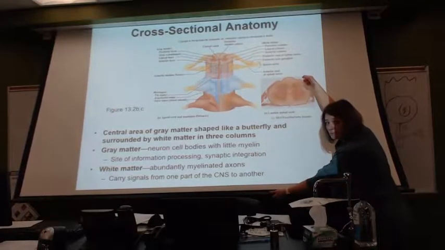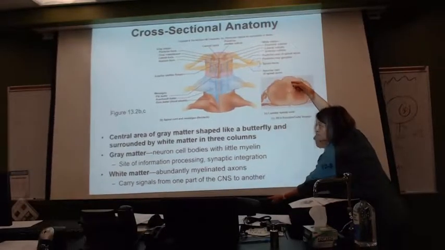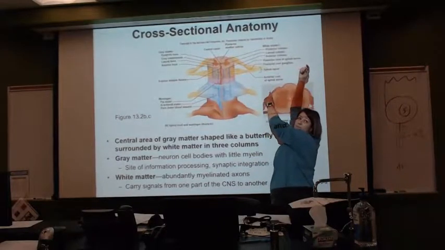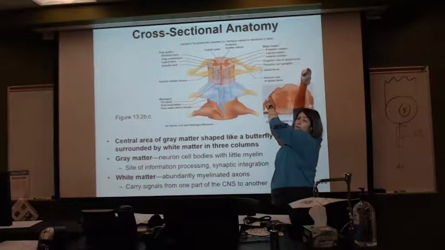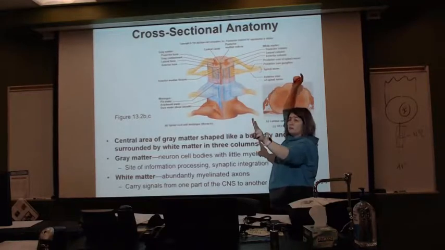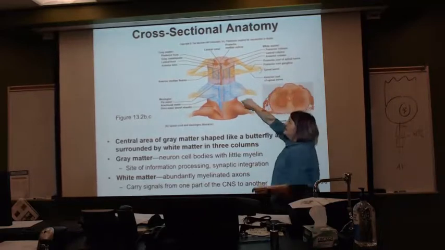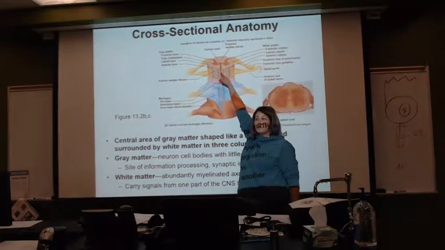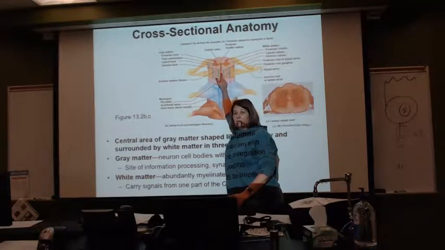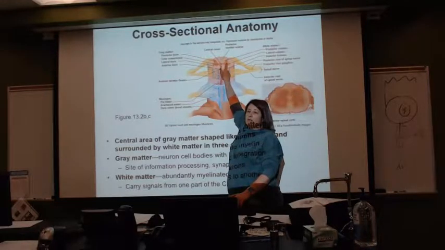Why? If this is my nerve, I've got information going both ways. So, I've got information that will move into the spinal cord. I have to get it processed, right? We have to make sense of that. Gray matter.